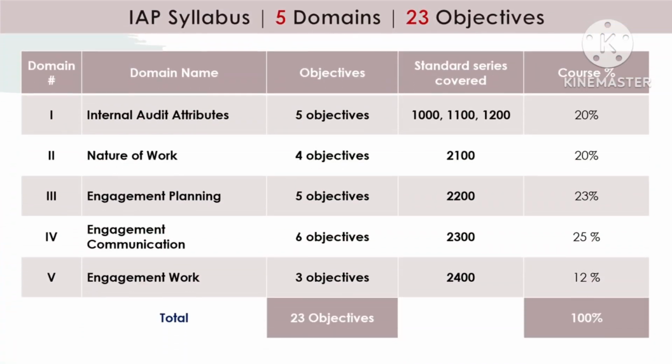So let's refresh ourselves with the overall IAP syllabus, how many objectives there are and what the weightage of each domain is. Internal audit attributes, the first domain, has 5 objectives covering 20% of the course. Then nature of work, 4 objectives, 20%. Engagement planning, 5 objectives, 23%. Engagement communication has 6 objectives, which we are covering right now, and covers 25% of the scope of the course. And engagement work, 3 objectives and 12% of the coverage for the course.